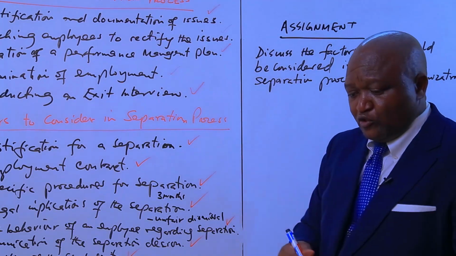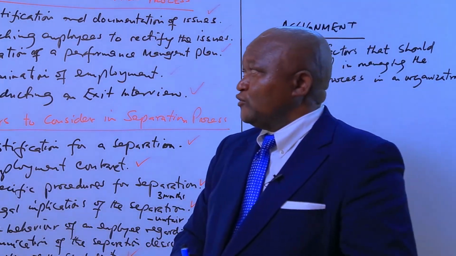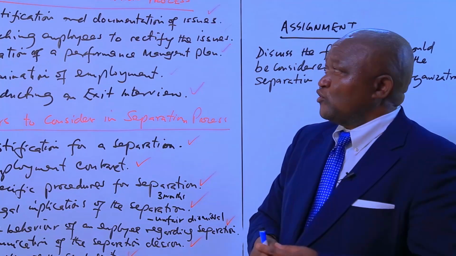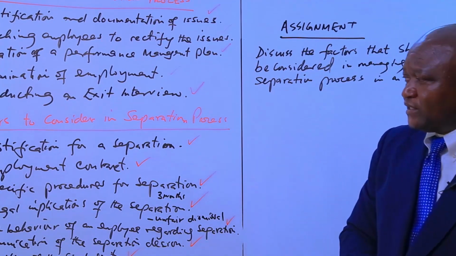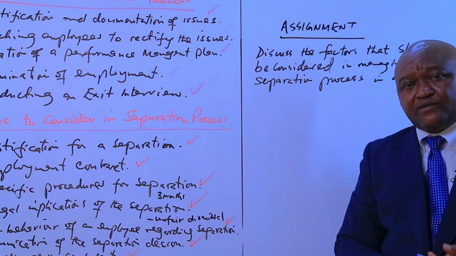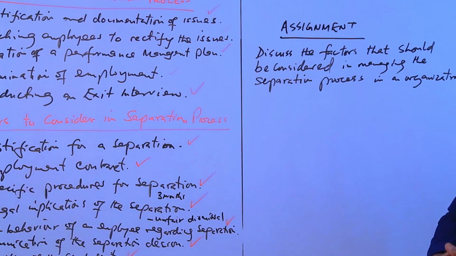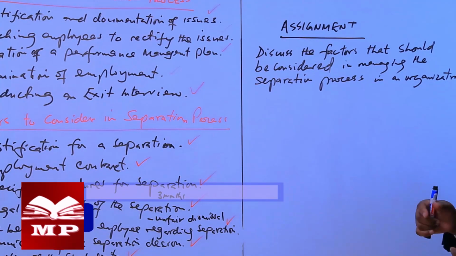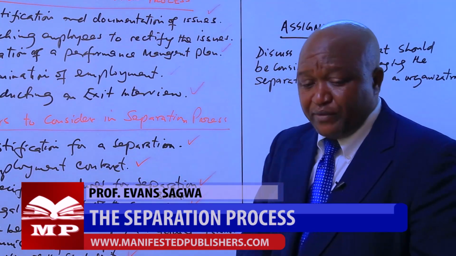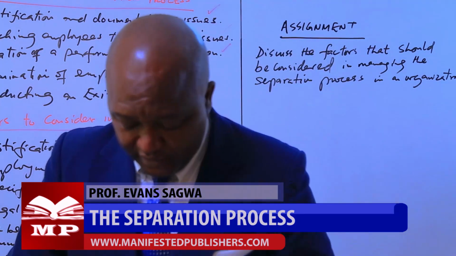So learner, we have come to the end of our lesson today, which was the separation process, where we have looked at the steps in the separation process, factors to consider in the separation process, and an assignment which is to discuss the factors that should be considered in managing the separation process in an organization.